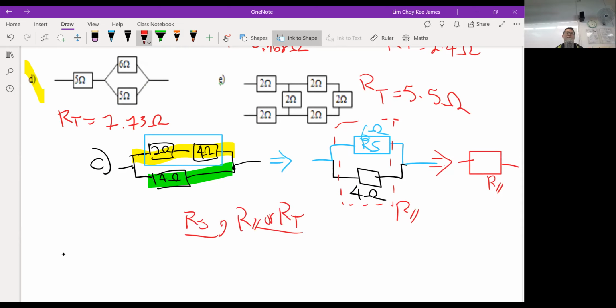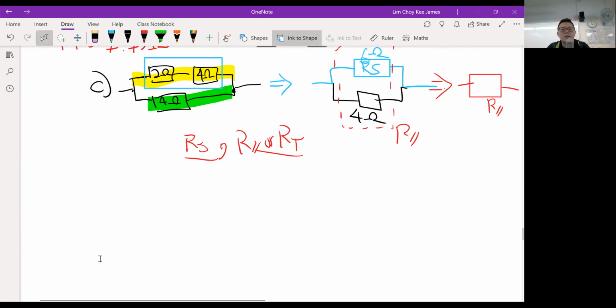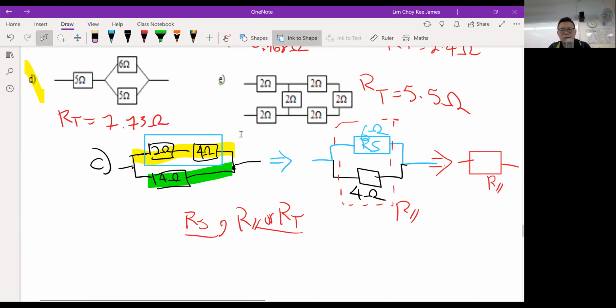Now for arrangement E, E will be a slightly interesting arrangement. So let me redraw E first.